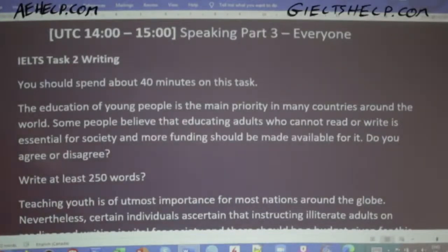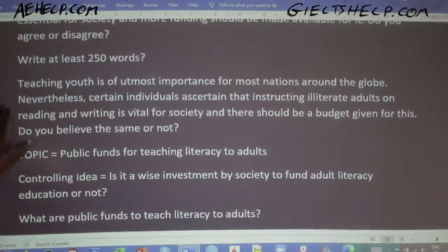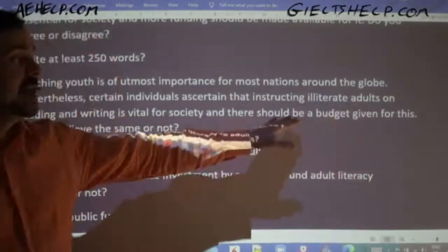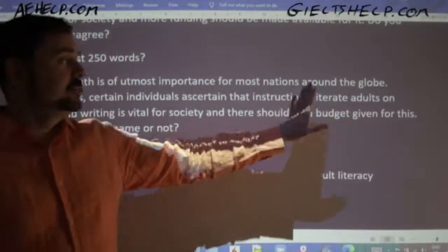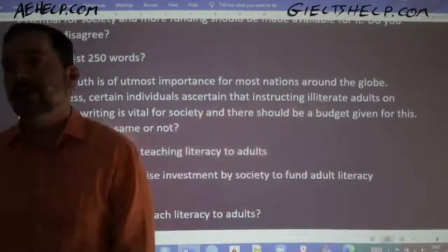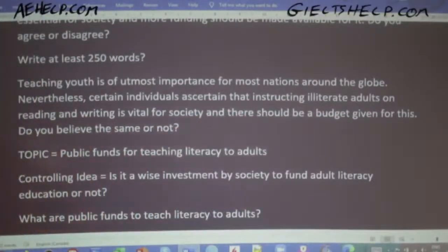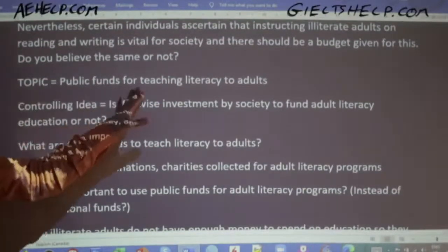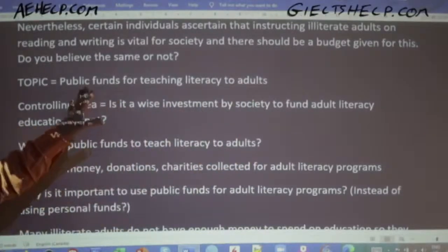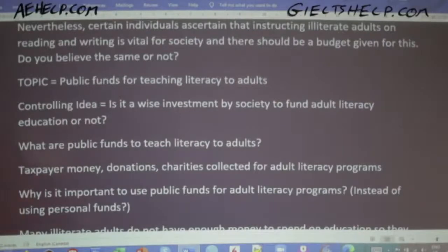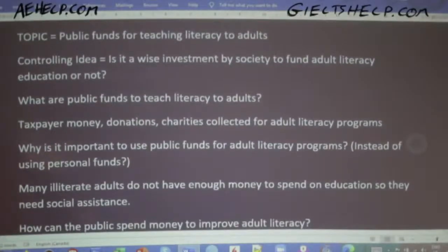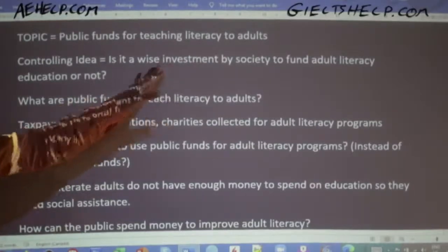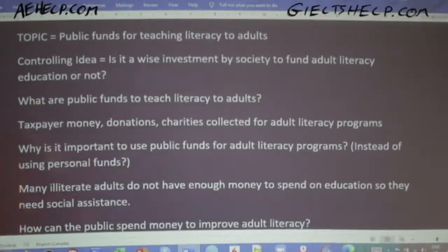Okay. So yesterday we paraphrased that question to make sure that we understand it, to gather some important vocabulary like illiterate adults, meaning adults who cannot read or cannot write. The inability to read and write is called illiteracy. The ability to read and write is called literacy, of course. So we identified the topic, public funds for teaching literacy to adults, so giving money from the public, which is good. The controlling idea is: is it a good idea or a bad idea to invest society's money into adult education?